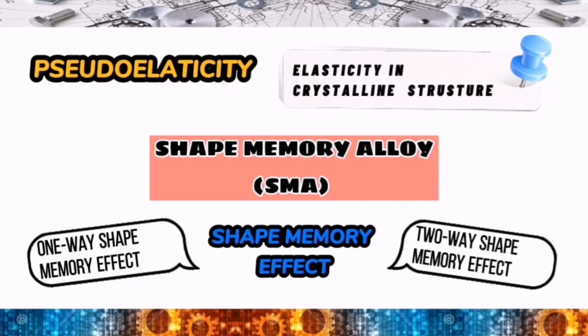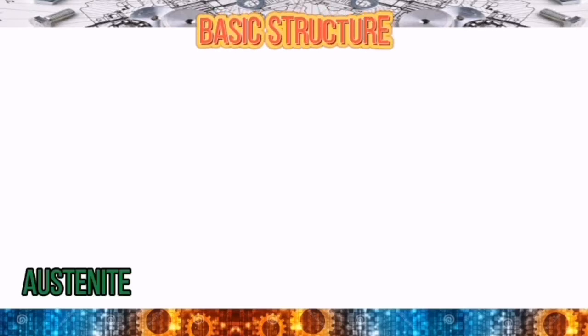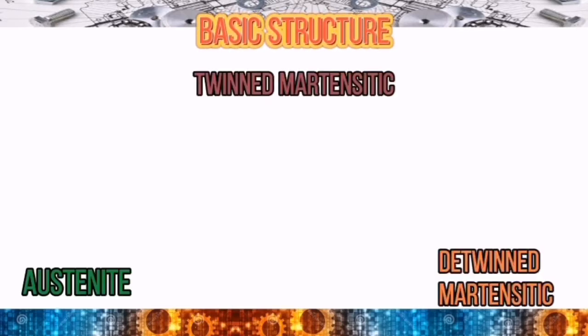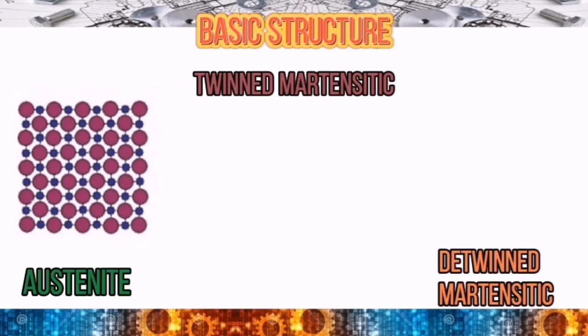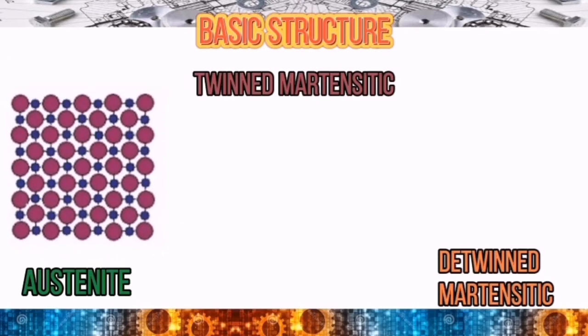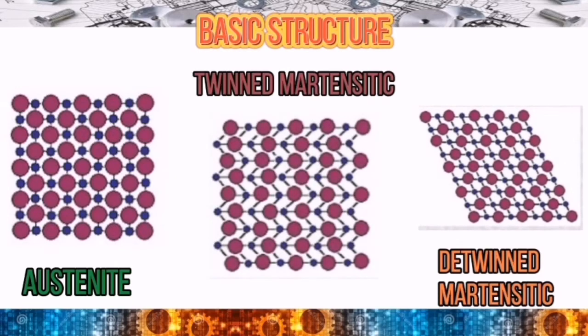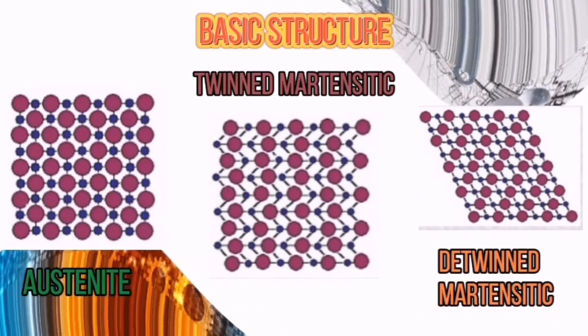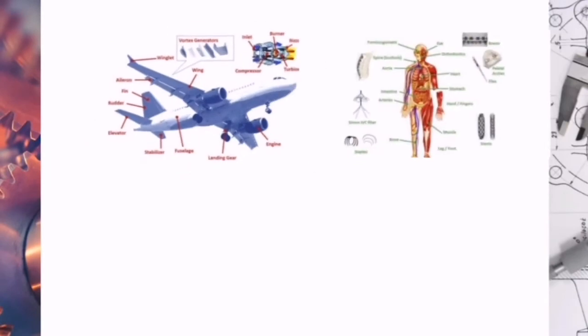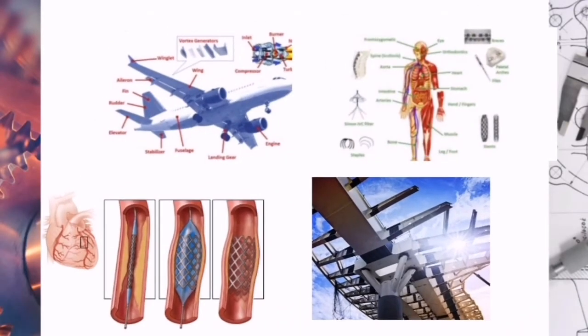To understand what exactly happens when SMA is heated, we need to know some more basics. The structure begins with the austenite phase, twinned martensite, and detwinned martensite. Austenite is a crystalline structure that exists at high temperature and cannot be easily deformed, while martensite is a soft crystalline structure that exists at low temperature and can be easily deformed. Shape memory alloys are always used in industry because of their superior thermomechanical properties.